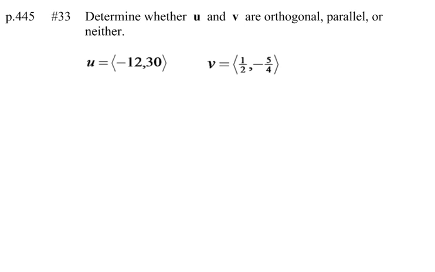Page 445, number 33. Determine whether u and v are orthogonal, parallel, or neither. And we're given that vector u is negative 12, comma 30. Vector v is 1/2, comma negative 5/4. Now if I just make a rough sketch of these, u goes 12 to the left and 30 up.